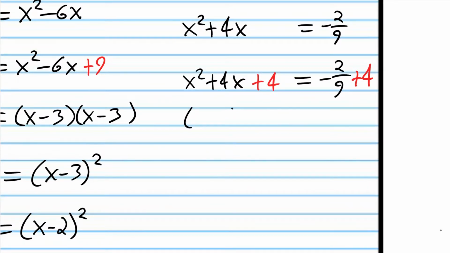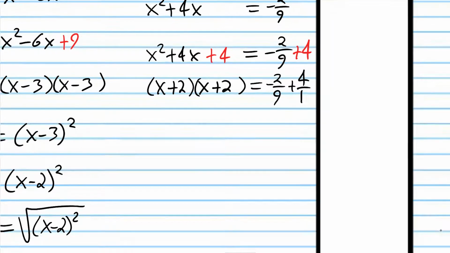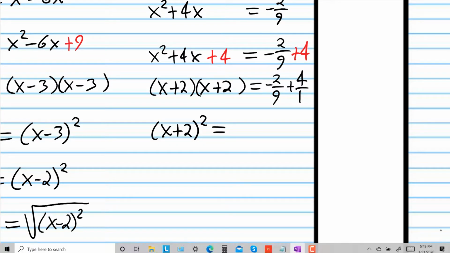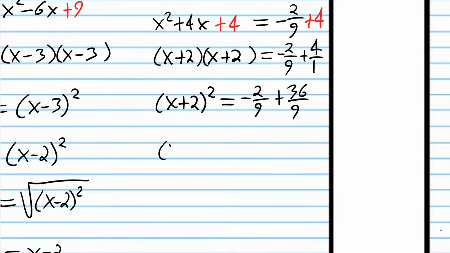So the reason we did that is because now we have a perfect square. We can factor that easy. What two numbers multiply to 4 and add up to 4? Well, it's 2 and 2. But again, you could just take this number and divide by 2. That gives you the answer every time. So we've got negative 2 ninths plus 4 over 1. Multiply both sides of this fraction by 9, and you get 36 over 9. Negative 2 plus 36 is 34.